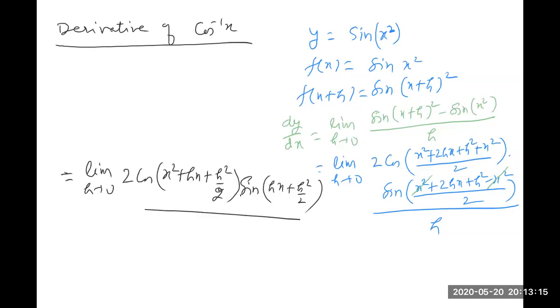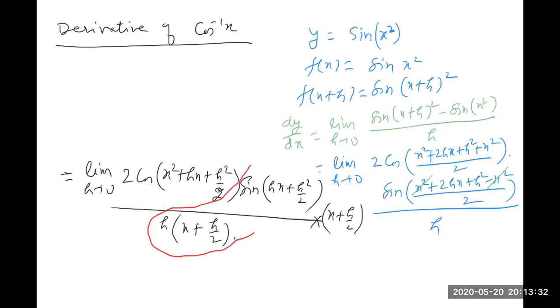Now in the denominator here I have h. So I will multiply by x plus h by 2 and divide by x plus h by 2. See why I am doing this? So that in this quantity, sine theta upon theta, the angle must be the same. This angle is hx plus h square upon 2, and this is also hx plus h square upon 2. This will be 1. So when you put h is equal to 0, you will get 2 cos x square, h is 0, x. So this is equal to 2x cos of x square.